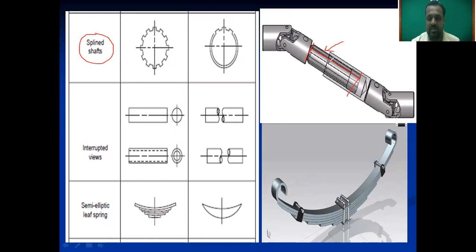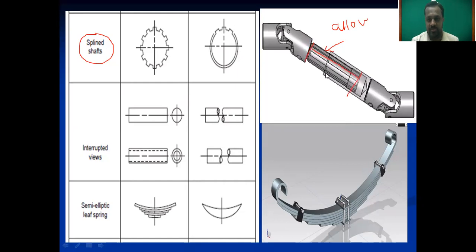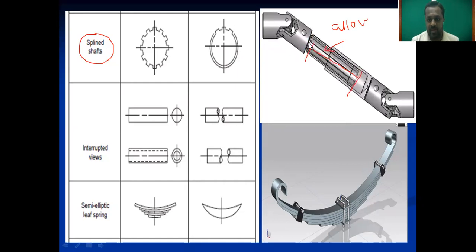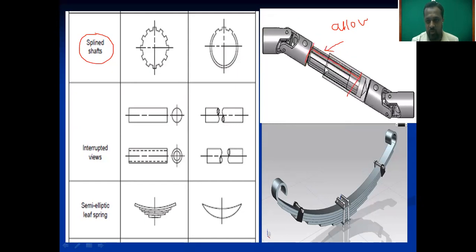You have to remember, this spline shaft will allow the change in length. Then how will it allow the change in length? You can see, हा जो spline shaft आहे तो काय होतो बघा, याच्यामध्ये to and fro होतो. To and fro मागे पुढे जातो.